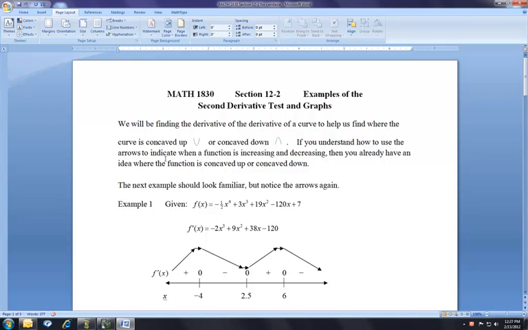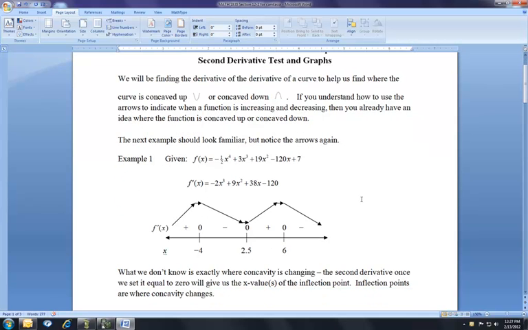Okay, here's some examples, actually 3 of them, about the second derivative test. Again, we'll be finding the derivative of a curve to help us find where the curve is either concave up or concave down. If you understand how to use the arrows to indicate when a function's increasing or decreasing, then you already have an idea where the function's concave up or concave down. I've got the next example. It should look familiar, but notice the arrows again.